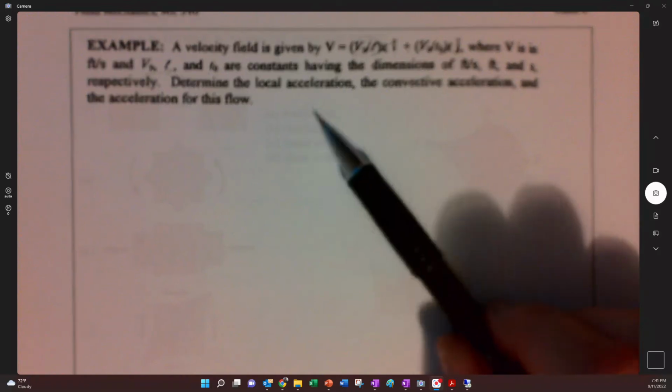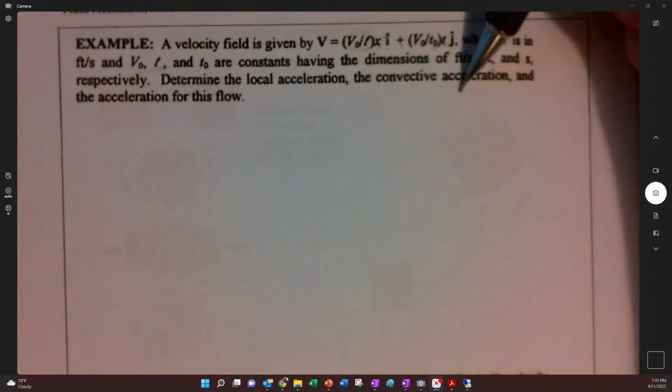So we want to determine the local acceleration and the convective acceleration.